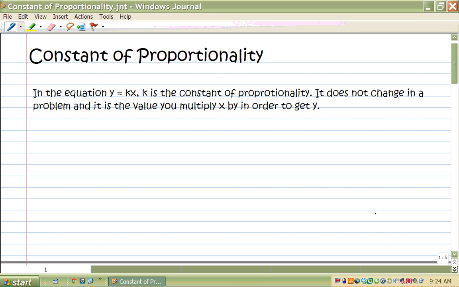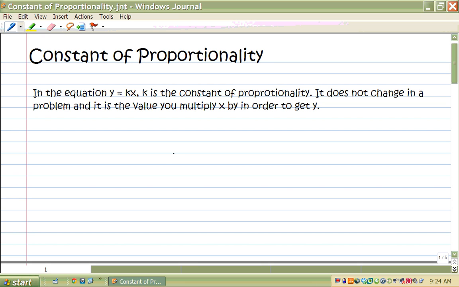It's a number that doesn't change. That's why we say it's constant. And it's the value you multiply x by in order to get y. Now, when we were working with the tables before, what we did is we just divided the two numbers from one column to the other to see if we got the same number every time to determine if it was proportional. Same kind of idea here. The only difference is the order that you do that division in matters.